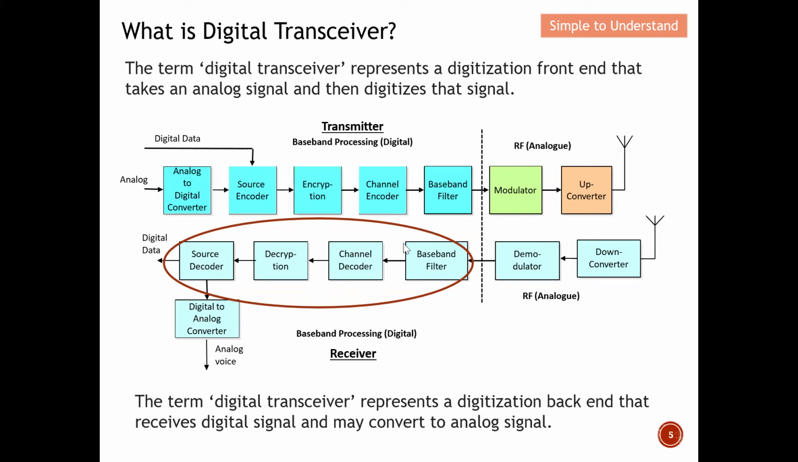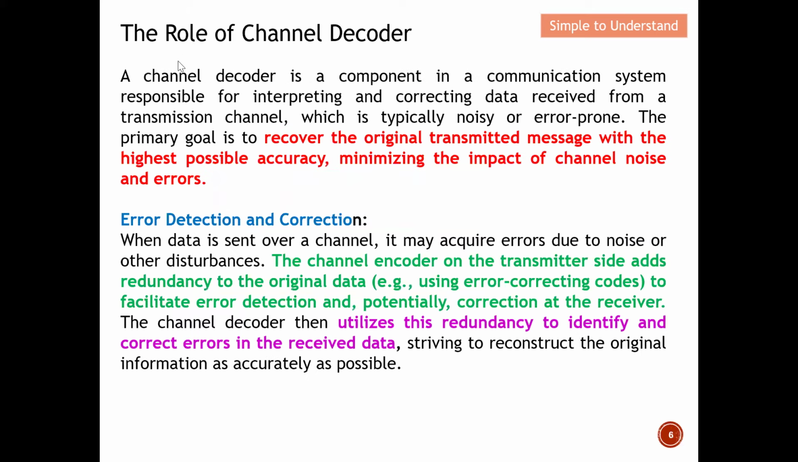So let's quickly go through what a channel decoder is. A channel decoder is a component in a communication system that is responsible for interpreting the correct data received from a transmission channel, which is typically noisy or very error prone. The primary goal is to recover the original transmitted message with the highest possible accuracy, minimizing the impact of channel noise and error.